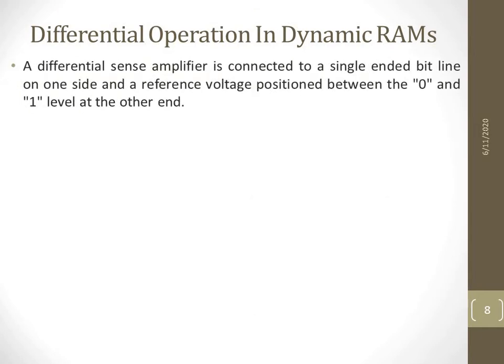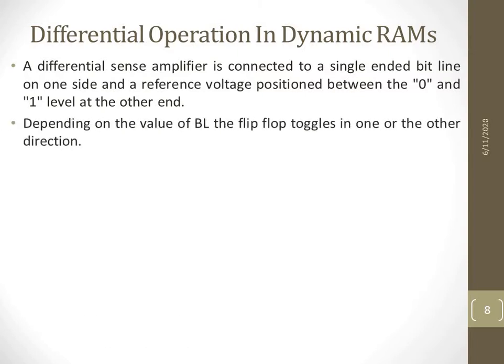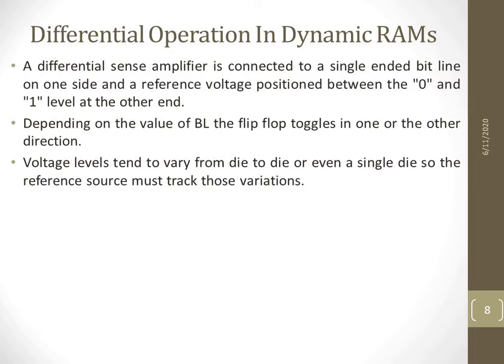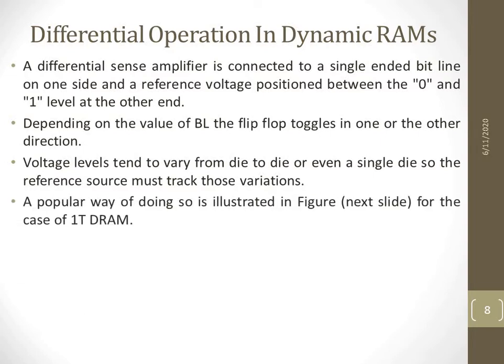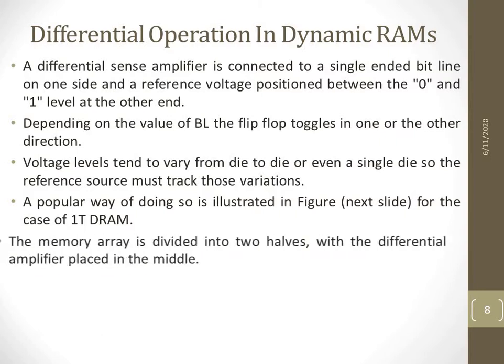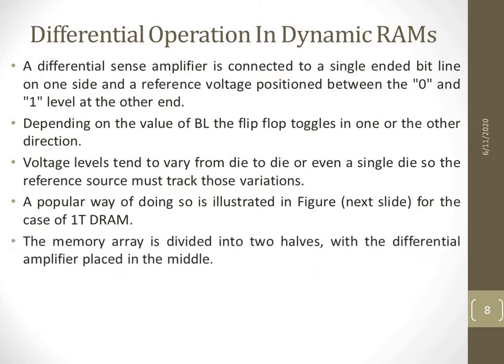So there is a difference on one side and a reference voltage which is positioned between the two ends. This is the bit line. The flip-flop toggles in one or the other direction. Voltage levels tend to vary from die to die or even within a single die, so the reference source must track those variations. A popular way of doing so is illustrated in the figure, which I will show you in the next slide.